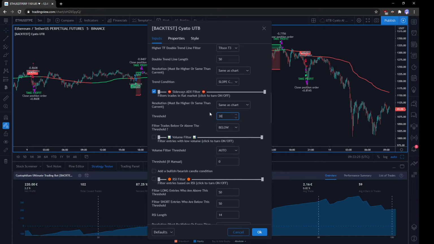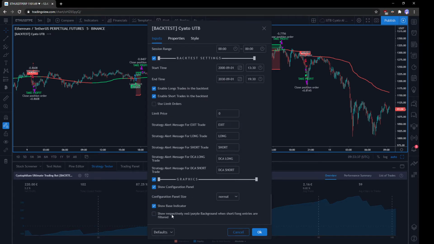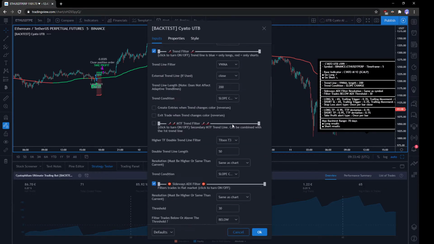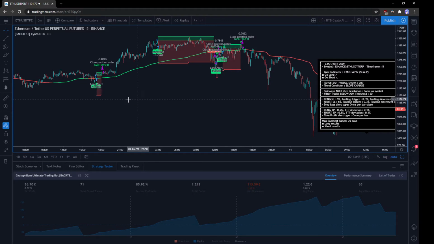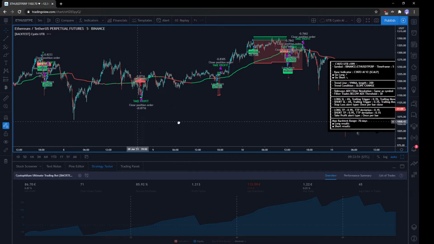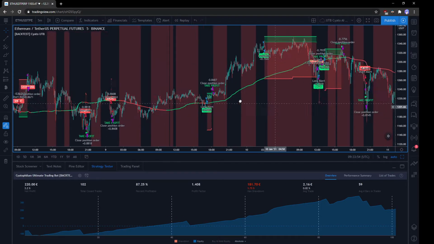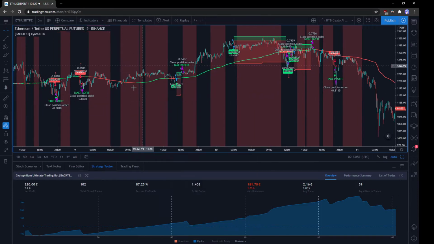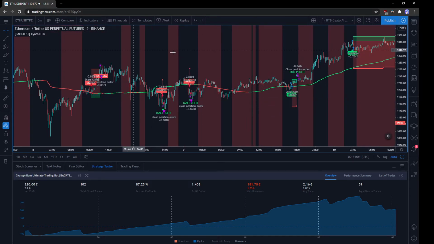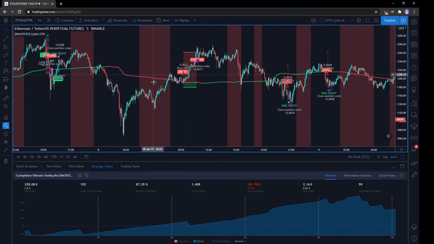sideway filter a bit. So if we increase the threshold, it will filter more trades that are going sideways. You can see how the filter is working by clicking here. So it doesn't improve anything, so I'm going to revert it to 25. Yeah, so you get a red background here, so this is the sideways filter that's working. You can see you will not find an entry inside the red background.